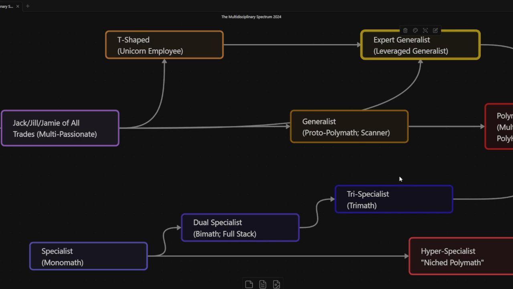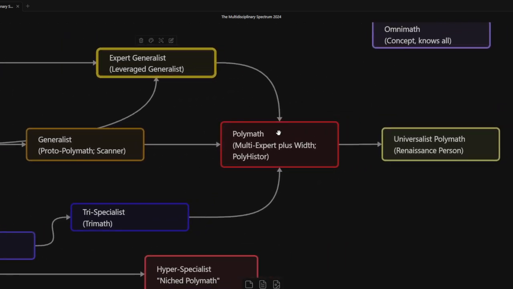And then once you have become a deep specialist in 3 or more areas, you have become this polymath. And that is the word that I have chosen for this channel. That's the word that I think is the most interesting. That is someone with 3 or more expertise at a deep level, as well as an insatiable curiosity.